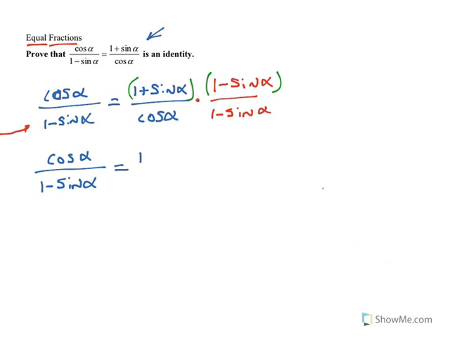So up top we have a 1 minus sine of alpha squared over, and down bottom we're not going to multiply the cosine into that binomial, we're just going to leave them separate. So we'll say this is going to be cosine alpha and 1 minus sine alpha.